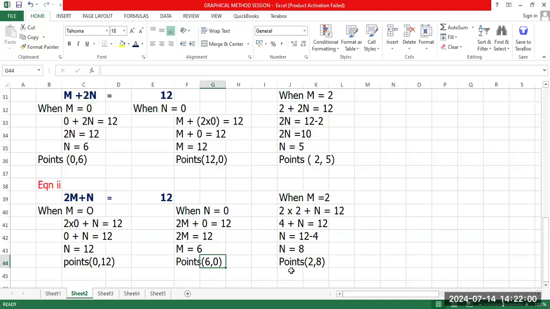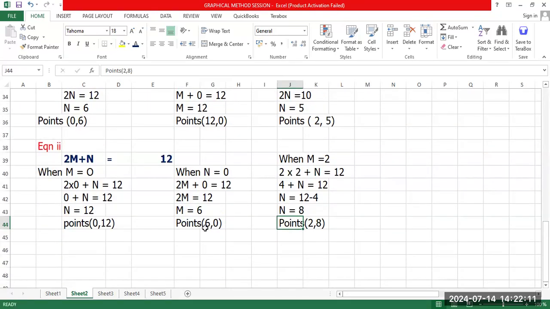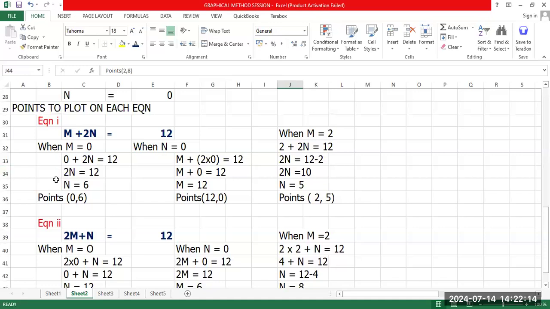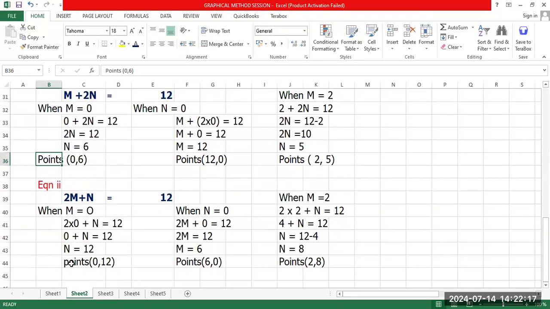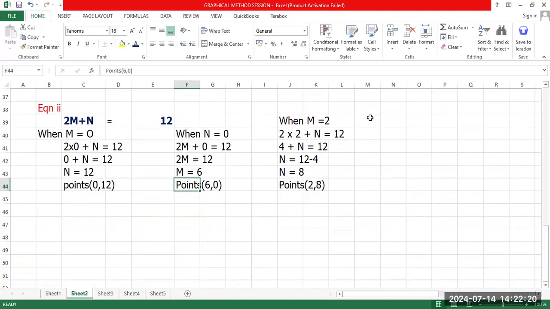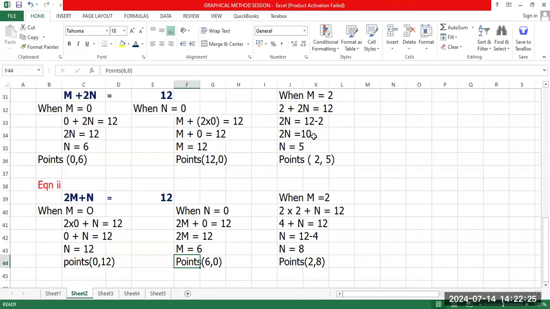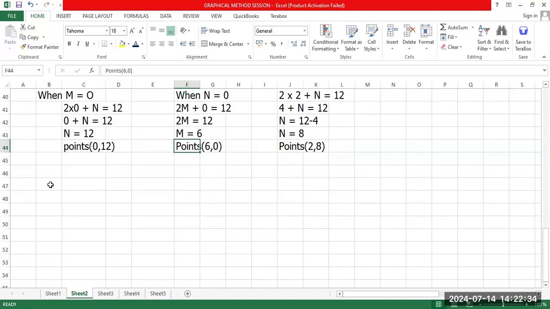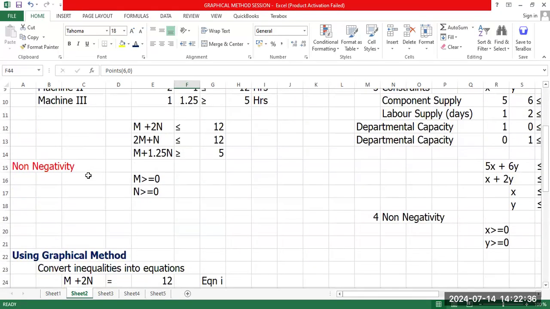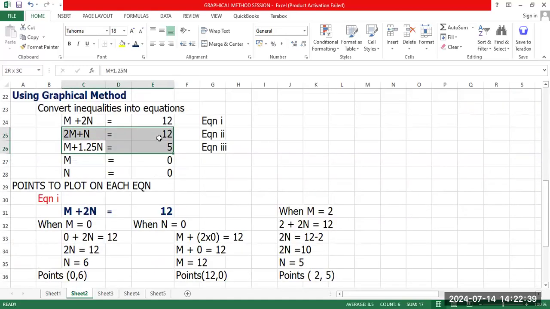Some people use the third one to be accurate when they are making their line. But they will give you all your marks if you have this one and this one. Don't cram that I have to use 2, I have to use 0. You can use any value, but don't use a value that is going to give you a hard time to plot. Okay, do we have the next equation or we are done? We have equation 3.